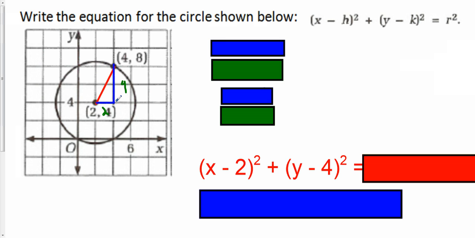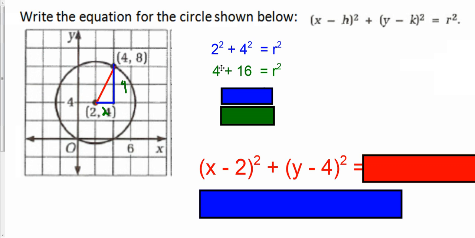So for over 2 here and then up 4 here, we need to find this distance. So use our Pythagorean theorem. 2 squared plus 4 squared equals r squared. This length, this red one, is r. Well, simplifying that one, 2 squared is 4. 4 squared is 16. 4 plus 16 is going to be 20. So we have 20 equals r squared.